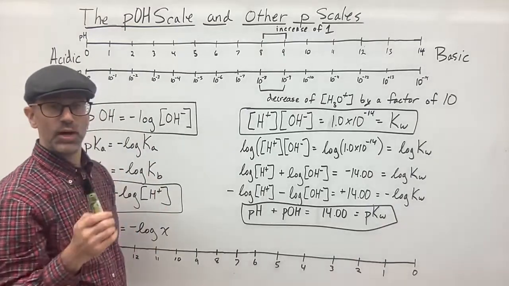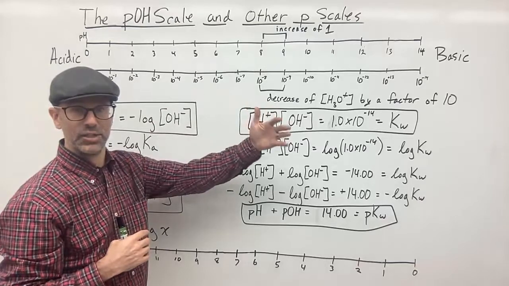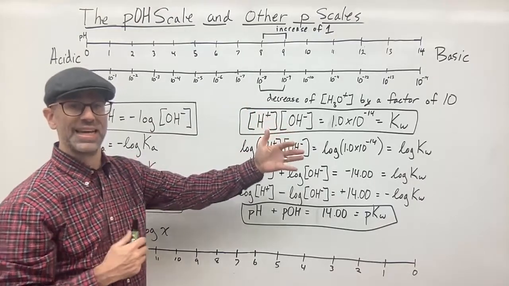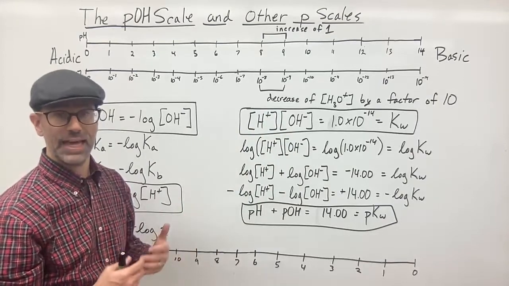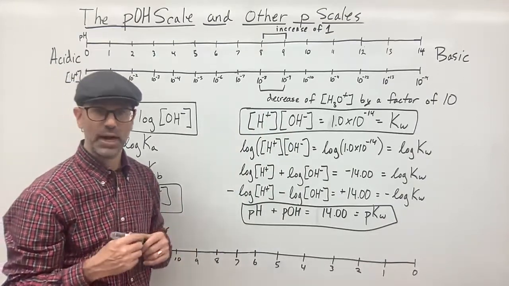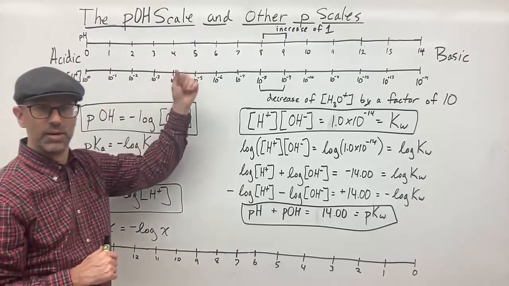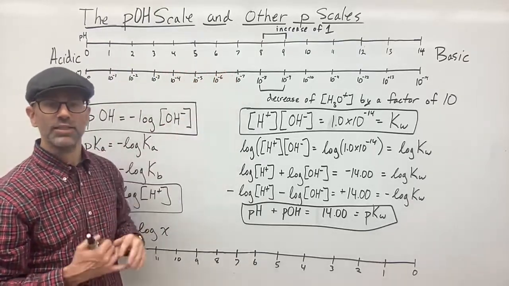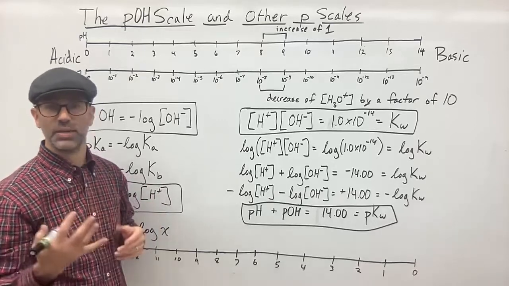So be aware of that. And they're opposites of each other. So an increase in pH by 1 is a decrease in the concentration of H plus by a factor of 10. So that's something to keep in mind. So now that we've reviewed the pH scale, let's talk about the other scales like the pOH scale and other P scales.